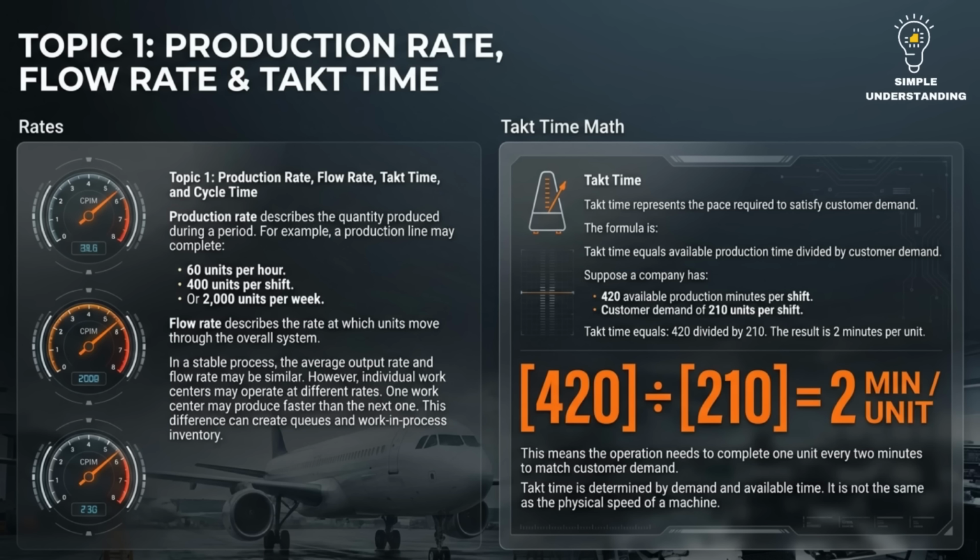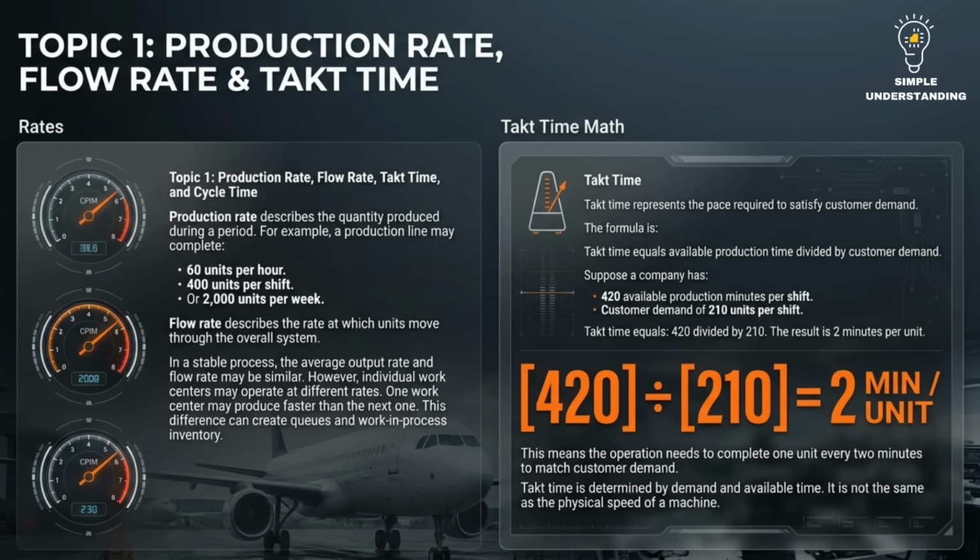Production rate describes the quantity produced during a period. For example, a production line may complete 60 units per hour, 400 units per shift, or 2,000 units per week. Flow rate describes the rate at which units move through the overall system. In a stable process, the average output rate and flow rates may be similar. However, individual work centers may operate at different rates. One work center may produce faster than the next one. This difference can create queues and work-in-process inventory.